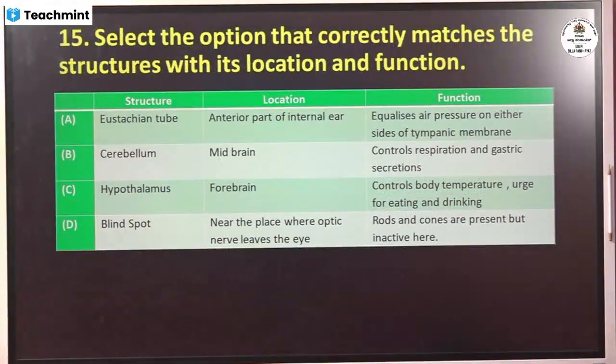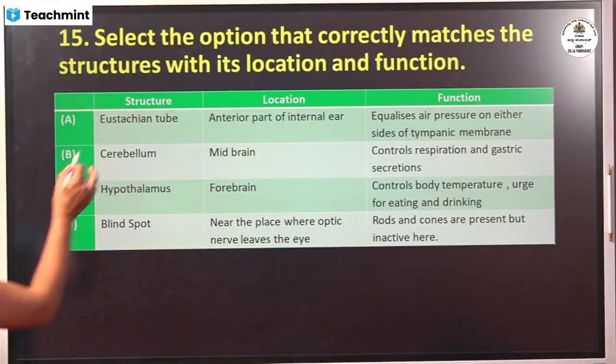Select the option that correctly matches the structures with its location and function. Eustachian tube, anterior part of the internal ear, function is equalizes air pressure on either side of the tympanic membrane. Cerebellum, location is midbrain, controls respiration and gastric secretions. Hypothalamus, location is forebrain, function is it controls body temperature, urge for eating and drinking. Blind spot, location is near the place where the optic nerve leaves the eye, and the function is rods and cones are present but inactive over here.